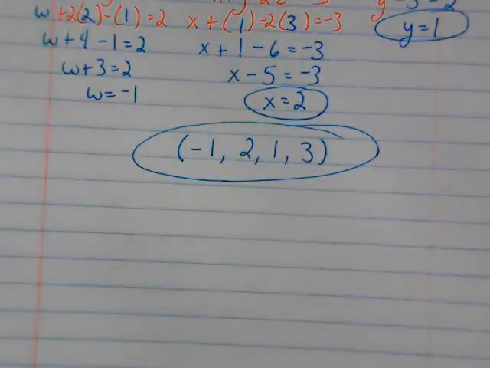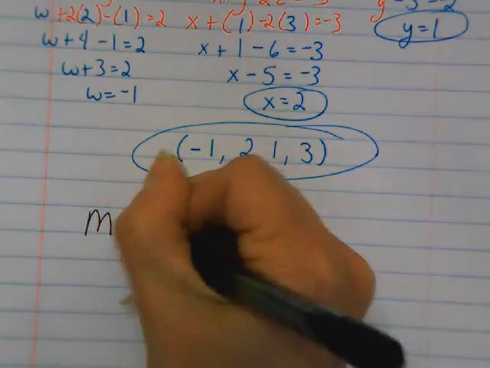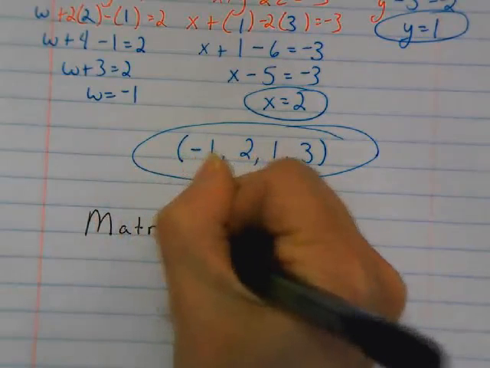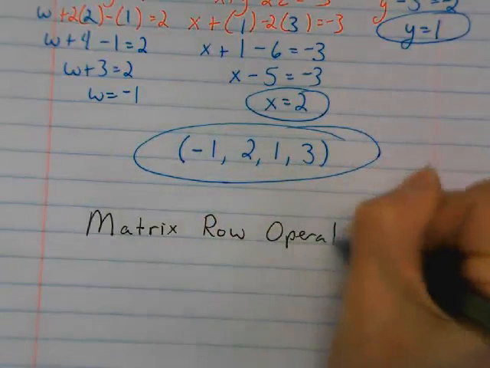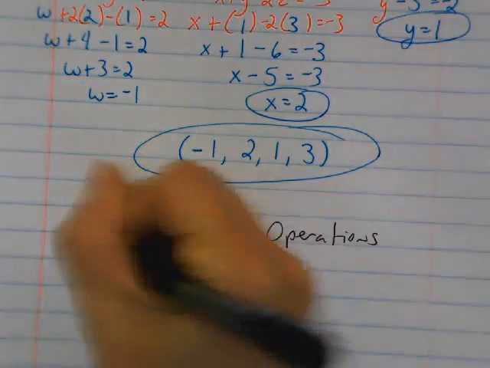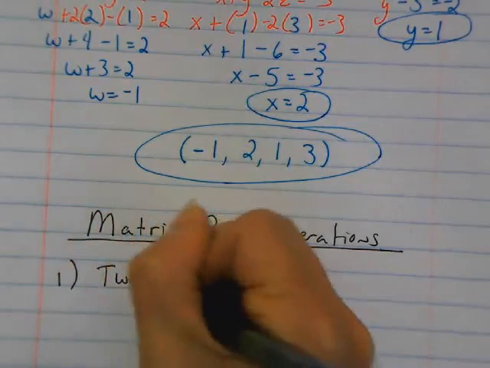So, how are we going to use all this? Let's talk a little bit about matrix row operations. Number 1, 2 rows may be interchanged.